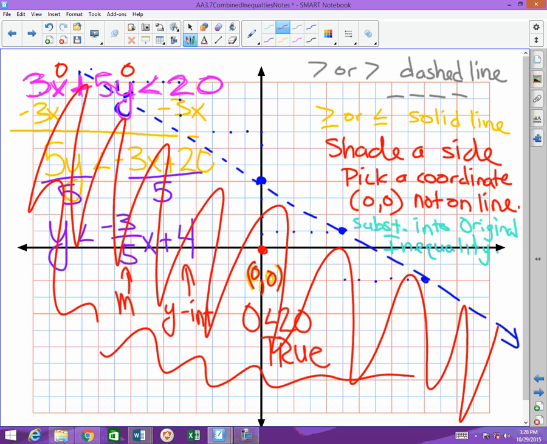Now what does that mean in the context of this problem? That means any coordinate down here will work in this particular inequality. And so you always shade the true side.